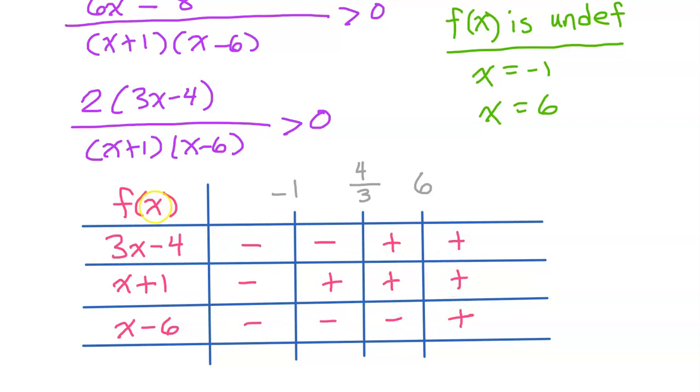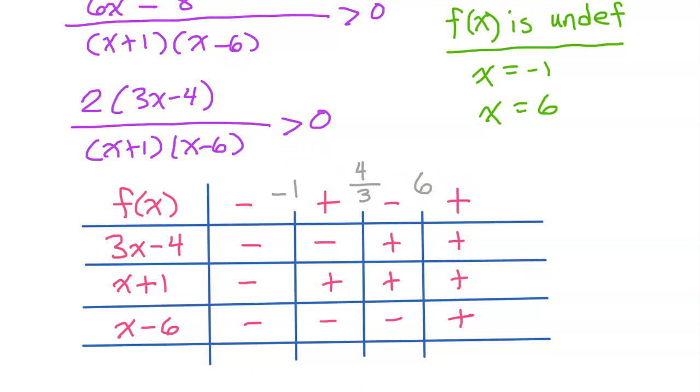Now for the overall value of f of x in each interval. In the first interval, we have an odd number of negatives. That will give us an overall value of negative. In the middle interval, we have a negative times a negative. That's a positive. The single negative in the third interval makes the overall sign a negative. And of course, all the positives in the last interval make f of x positive.